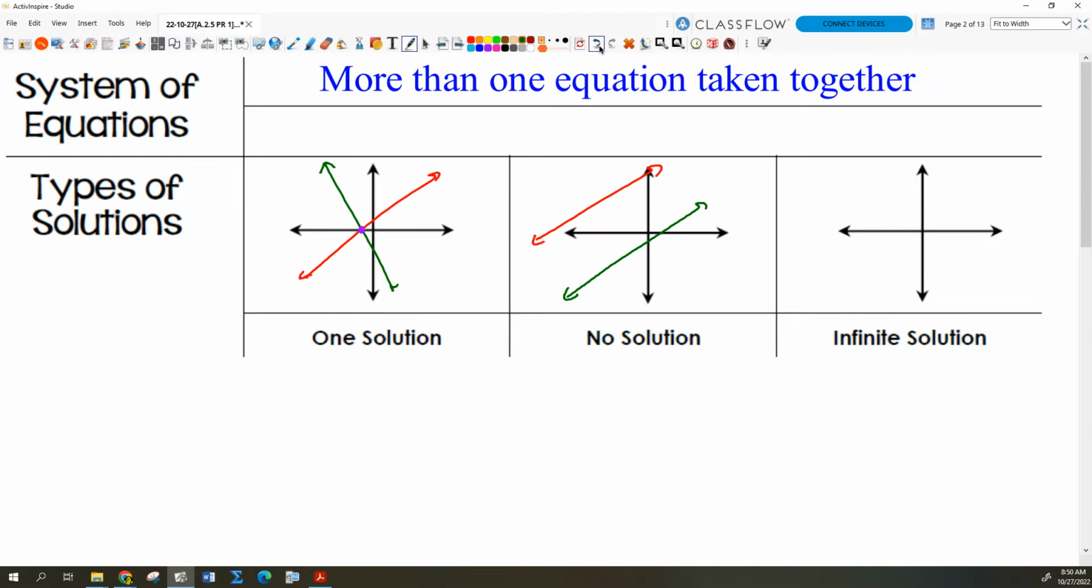Okay, if the lines overlap, right? If they end up being the same line. So something like this. Something like that. You get the idea, right? If they overlap completely. So those are the different ways that a system could develop and produce solutions, different types of solutions. Okay.